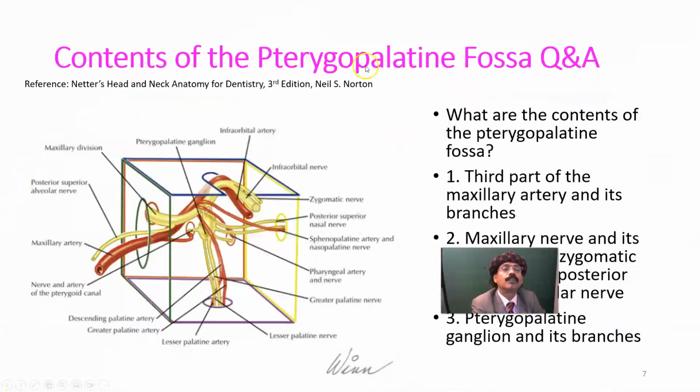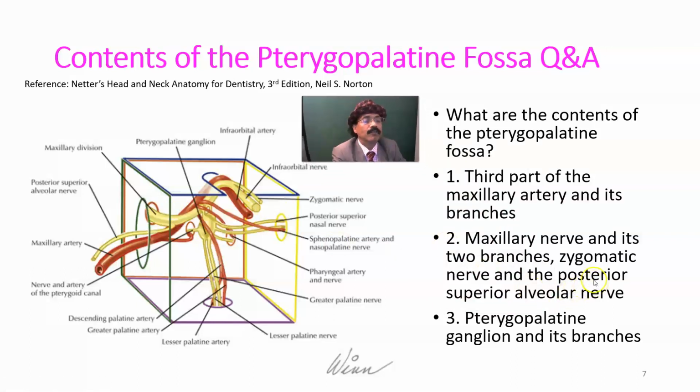What are the contents of the Pterygopalatine fossa? Certainly we have the pterygopalatine ganglion. We have the maxillary nerve and its two branches, the zygomatic nerve and the posterior superior alveolar nerve. The zygomatic nerve is here, and it also has the posterior superior alveolar nerve. Then the pterygopalatine ganglion and its branches.